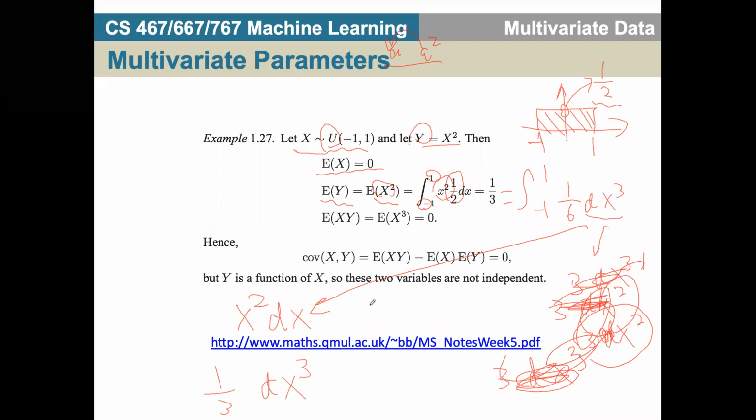Because if you take the x cubed over 3 dx... Actually, it should be x cubed over 6 dx, because you have this 2. This is 1/3, because if you take the derivative of x cubed with respect to x, it is 3x squared.